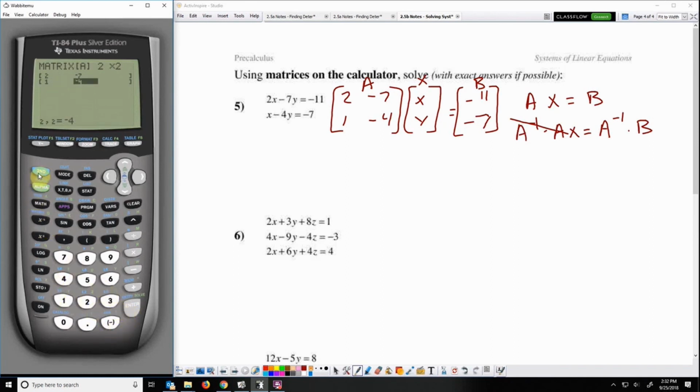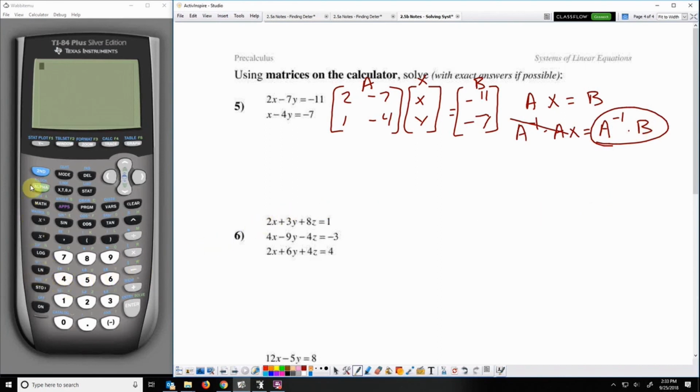And then I'm going to go to matrices again and edit matrix B. And here's matrix B. It is a 2 by 1. Okay, I've got my 2 matrices in there. I'm going to quit. So second and quit. I'm back to my home screen. So I want to do matrix A inverse times matrix B.